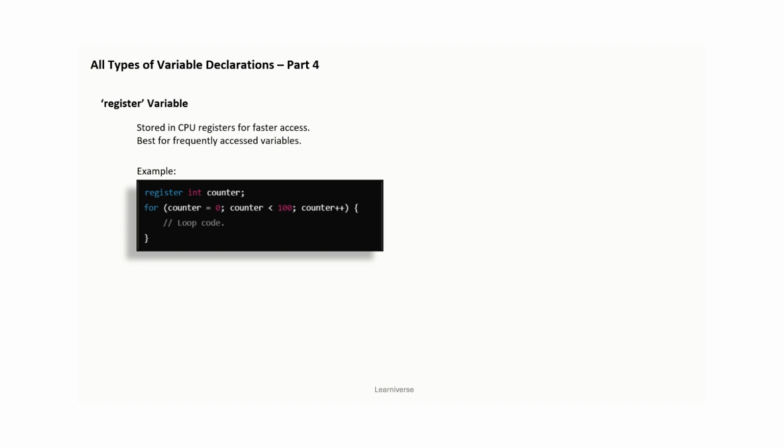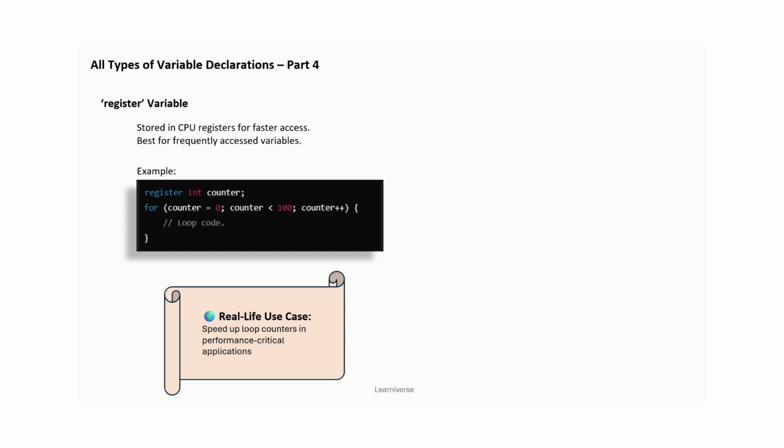So lastly, register variables. They are stored in CPU registers for faster access. They are ideal for frequently used variables like loop counters. This is an example of how we can declare a register variable. And coming to the real life use case, mainly we speed up loop counters in performance critical applications.